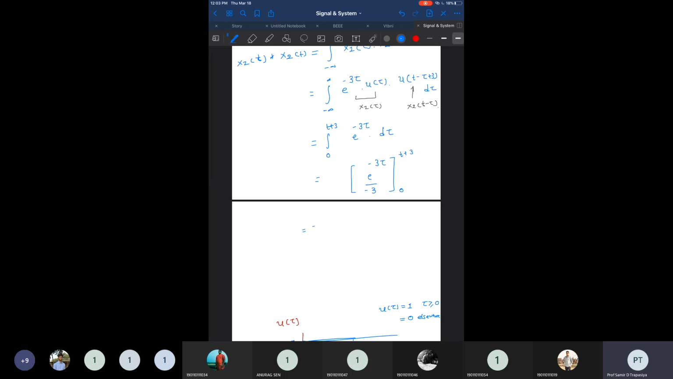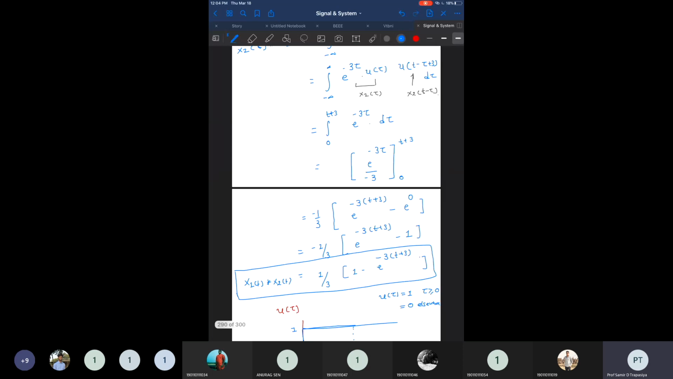And if you solve this, taking minus 1 by 3 as common, we are left with e raised to minus 3 tau replaced with t plus 3, as per the integration rule, and the second term is e raised to 0. So that is minus 1 by 3 times e raised to minus 3 t plus 3 minus 1, and if we take the sign inside, that becomes 1 by 3 times 1 minus e raised to minus 3 t plus 3. So that is the convolution operation result between x1 of t and x2 of t. Right? This is the final result of the convolution between x1 of t and x2 of t.